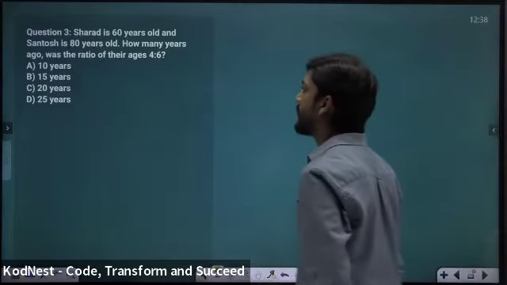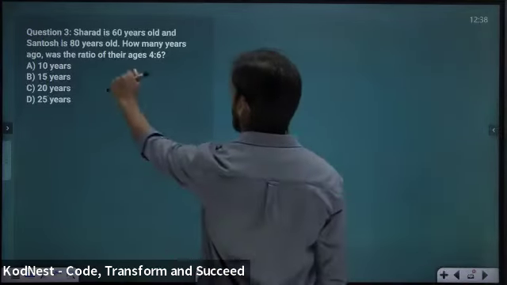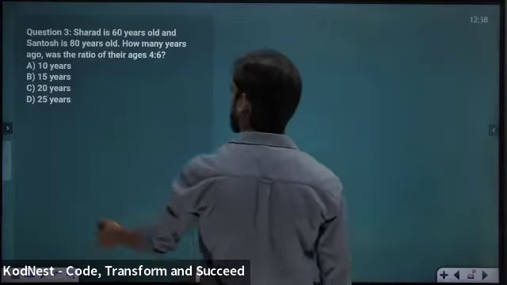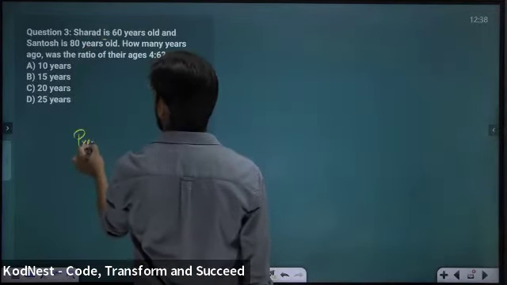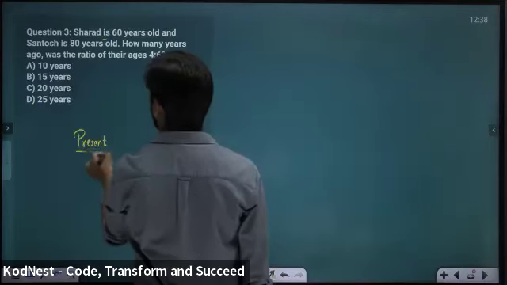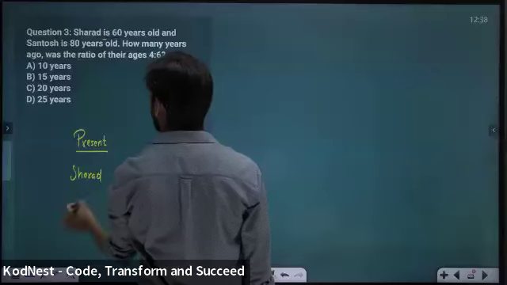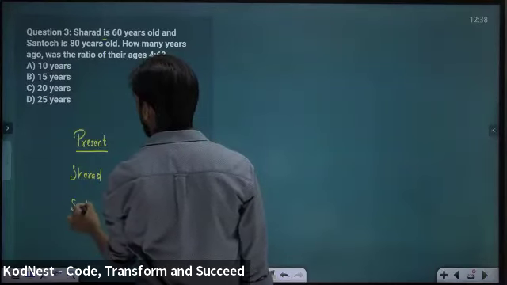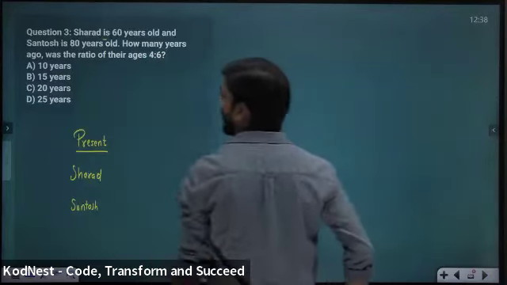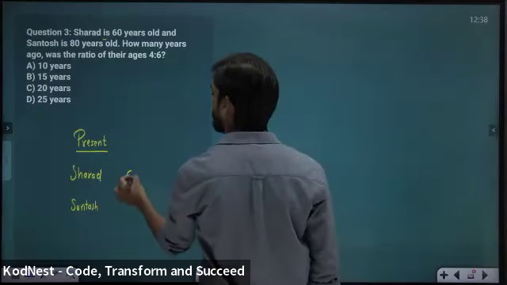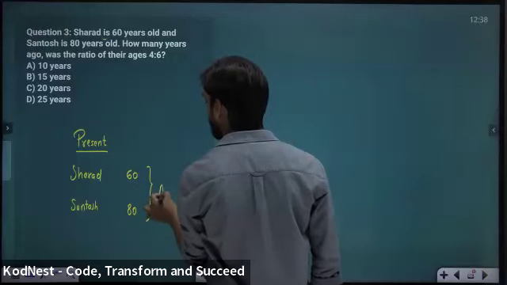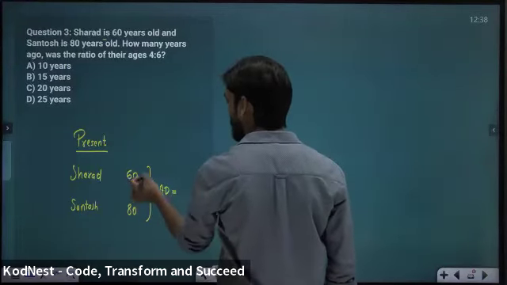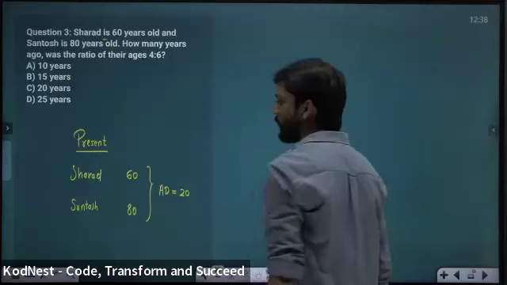Correct, 20 years back. All right. "Is" means present; something they have given for the present. So two persons are there, Sharad and Santosh. Okay, Sharad 60, Santosh 80. What is the age difference? Please answer. 80 minus 60, 20.